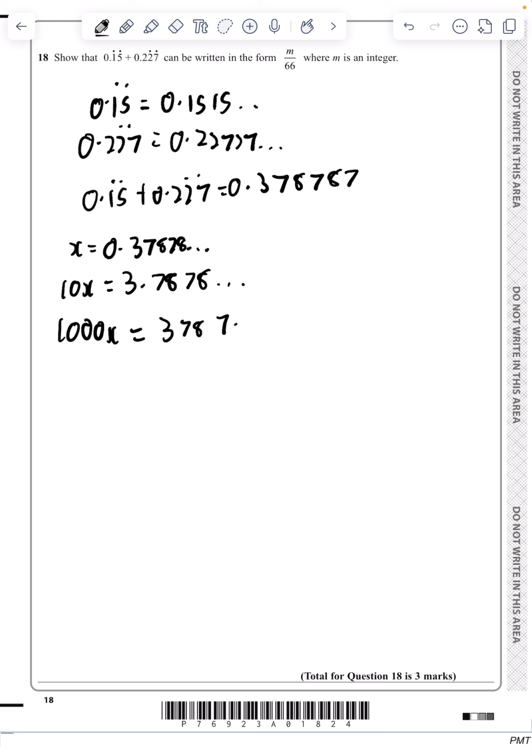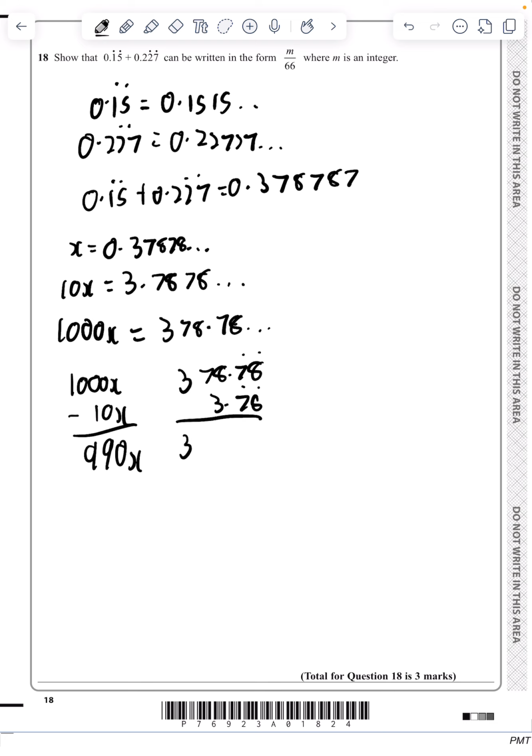3787.78, etc. So that's 990x. So 375. This is 375 over 990.